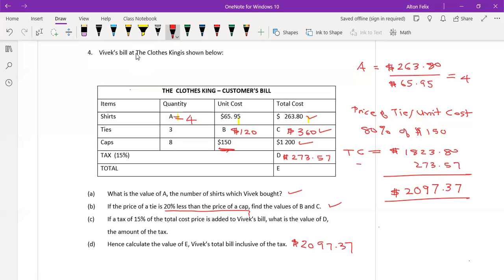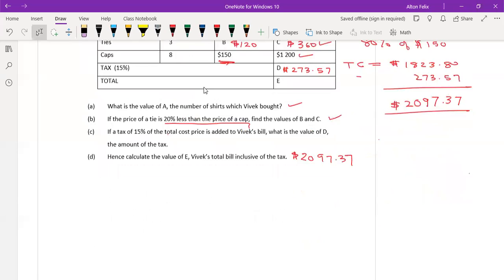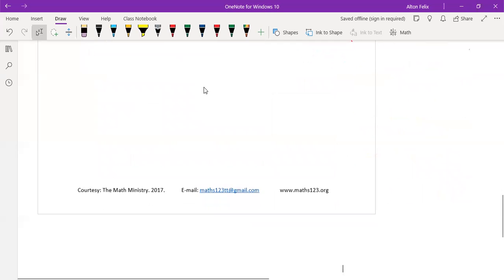Okay, so I think that should be it. 7 to 9, 10, 1, 2. Okay, so it is always a pleasure working these problems with you. I think that brings us to the end of it.